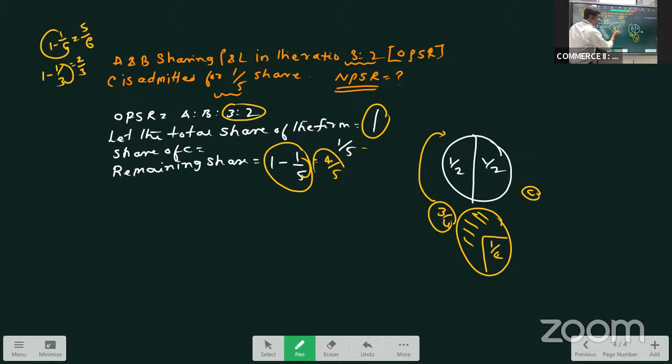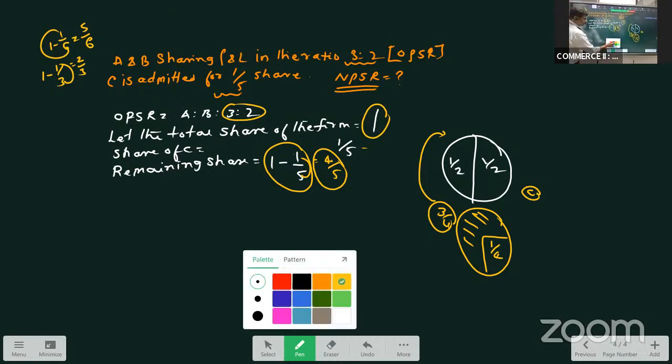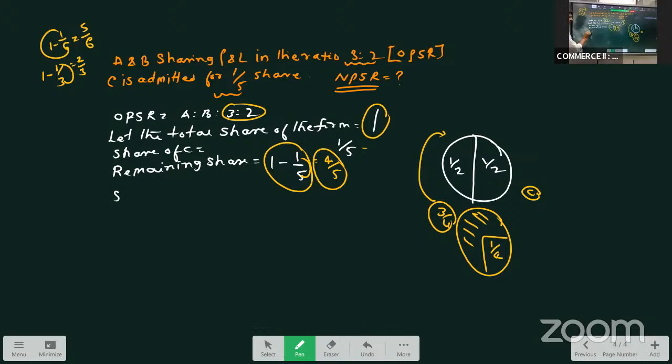Now we are left with 4 by 5, which is to be distributed between A and B in the ratio 3:2. Okay, so what will be the share of A now? Share of A is equal to the leftover share, 4 by 5, times his old proportion. 3:2 means A's share was 3 by 5 and B's share was 2 by 5. Sir, how did this 5 come? 3 plus 2. So what was A's share? 3 by 5. What was B's share? 2 by 5. So share of A is 4 by 5 into 3 by 5.